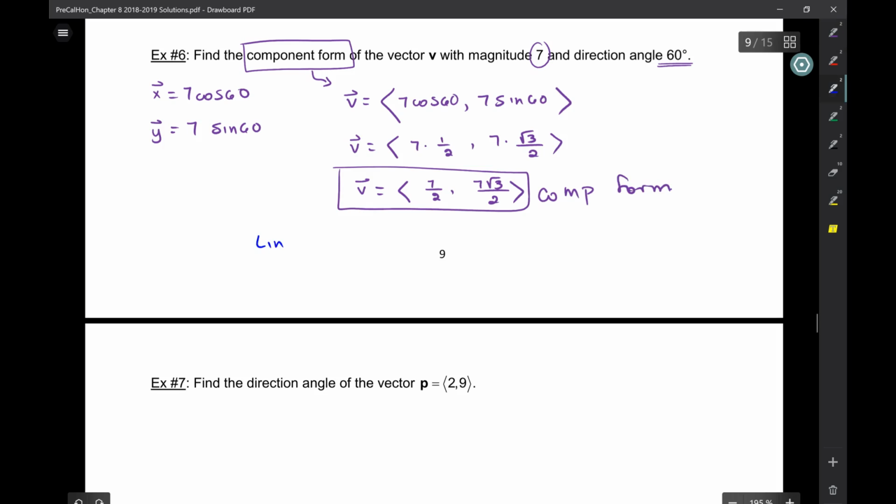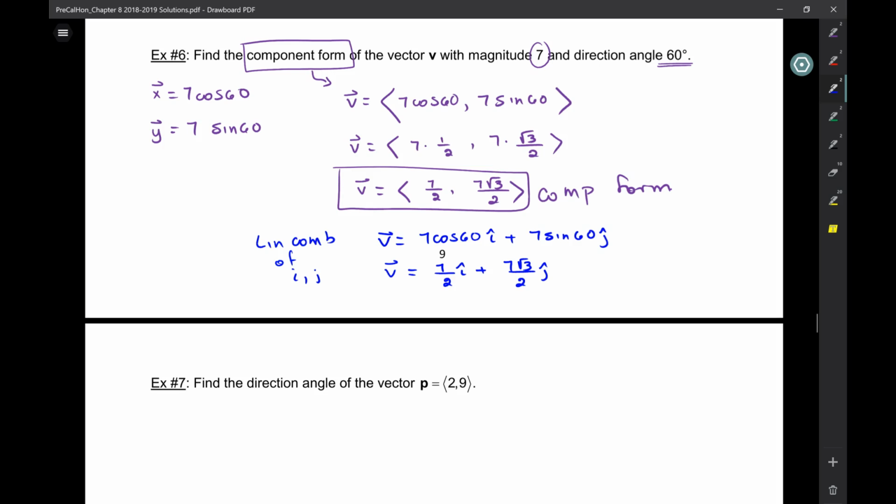Now, if I wanted to write it as a linear combination of i and j, here's what I would do. I would say v is equal to 7 cosine 60 i plus 7 sine 60 j. No brackets. But this one says component form. I know, and we're going above and beyond. Or this will be 7 over 2 i plus 7 root 3 over 2 j. So, to sum up, if you're asked to provide this in component form, this is component form. If you're asked to provide this as a linear combination of i and j, this is it.